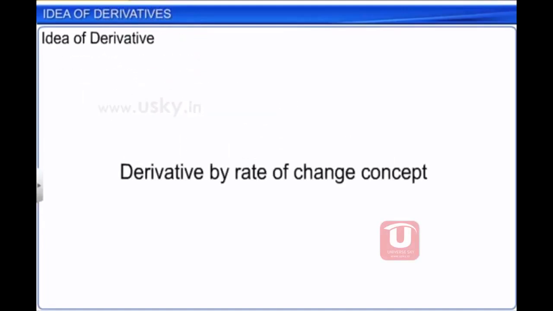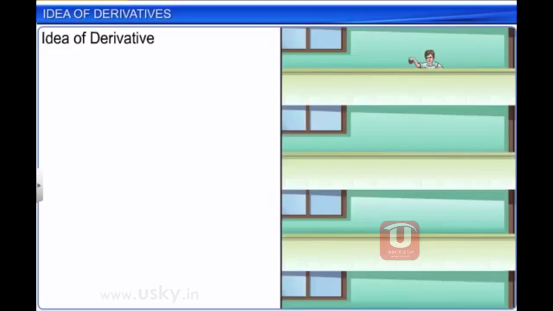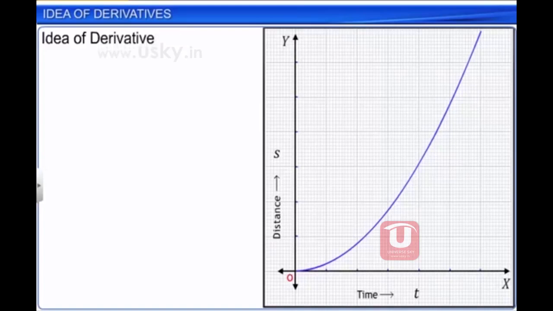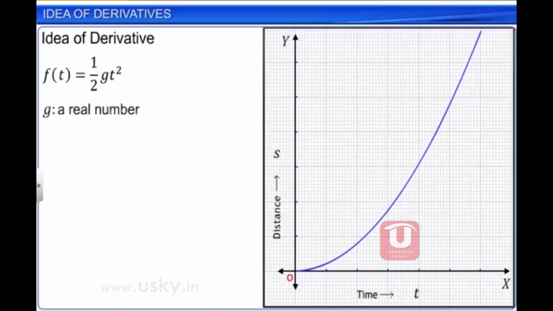The idea of derivative is connected to the rate of change of a function. Here, we try to understand the idea of derivatives with the help of rate of change. We record the process of a free-falling body. The distance versus time graph of the body is shown here. The graph represents the function g t squared divided by 2. Here g is a real number.